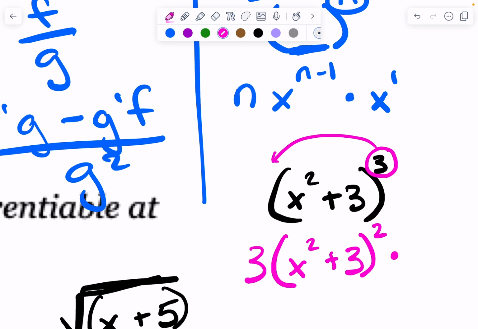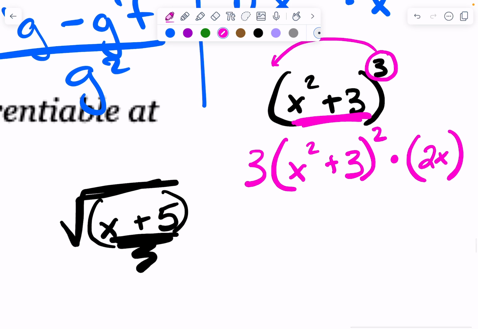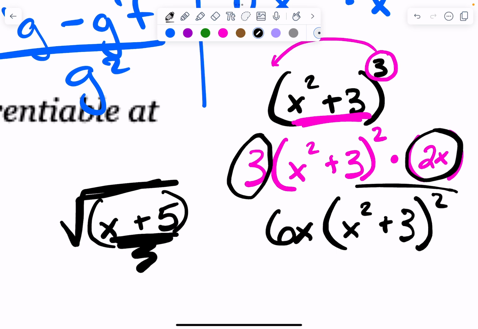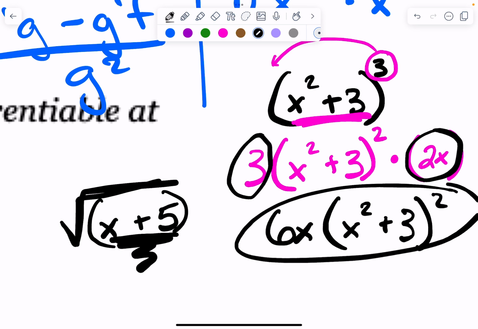And then the last little bit is I have to multiply by the derivative of this inside stuff, right? The derivative of x squared plus 3. And the derivative of x squared plus 3 is 2x. And then the only thing I do to simplify it ever is I take this outside number and multiply it by this. So it is 6x times x squared plus 3 to the second power. That's all I ever do to simplify it, okay?